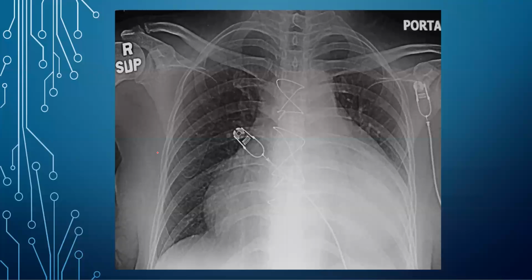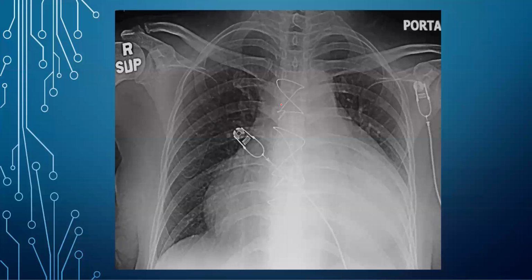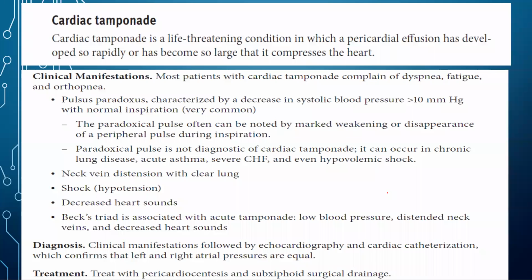Now, pericardial effusion is not very important, but the important one is cardiac tamponade. We will come to that, but look at this chest X-ray. See how big the heart looks. This is usually what you get in pericardial effusion. It looks like a water bottle, and that's what you get in a pericardial effusion patient.